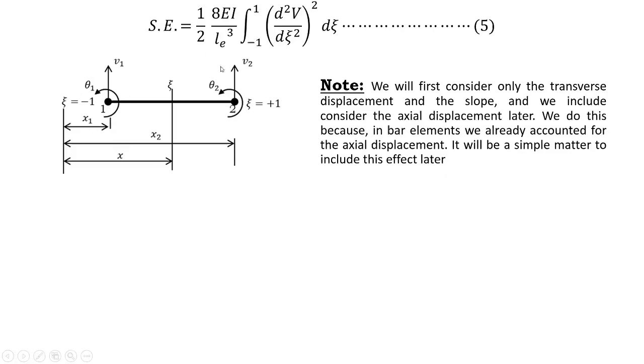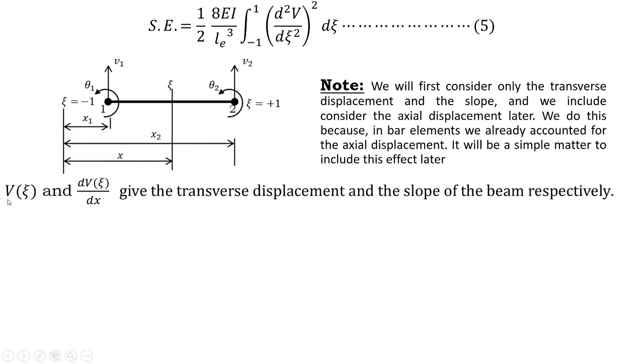Now in the previous session we said that the beam is subjected to 3 degrees of freedom at each node, but here we have shown only 2 degrees of freedom, and the other degree of freedom, that is in the axial direction, we are going to consider in the later stages, because for a simple bar element we already did the axial displacement stiffness matrix, so you can add that on later. That is the note I have given. We will first consider only the transverse displacement and the slope, and we will consider the axial displacement later. We do this because in bar elements we already accounted for the axial displacement. It will be a simple matter to include that effect later.